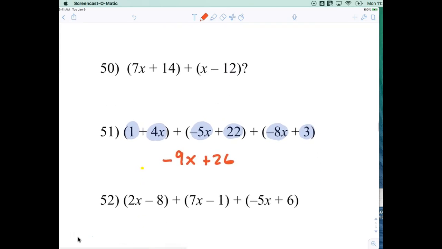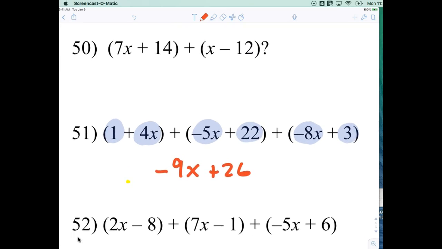All right, let's do 50 now. Same principle. Somebody help me out with 50. What is it? It's 8x plus 2. Is everybody okay with 8x plus 2? Yeah. All right, I think that's not a big deal. 8x plus 2.